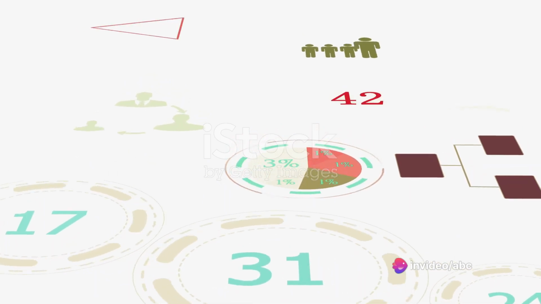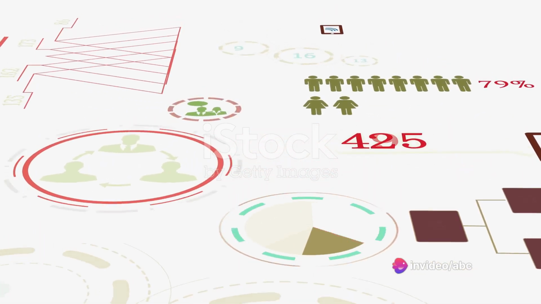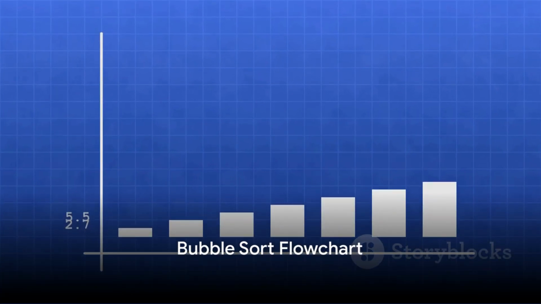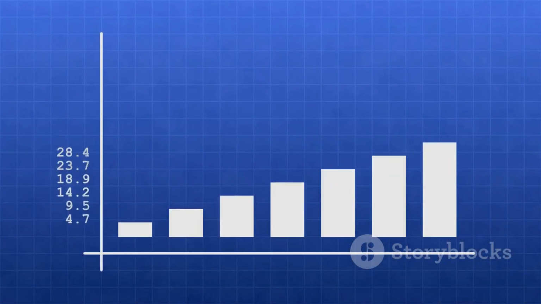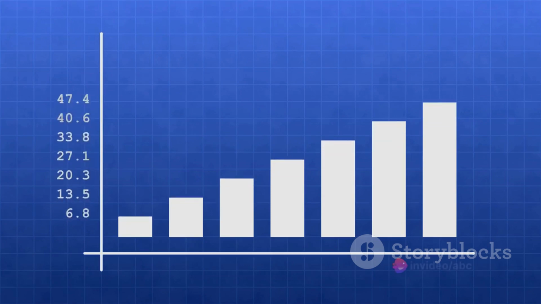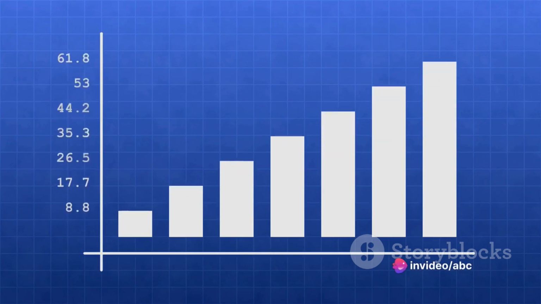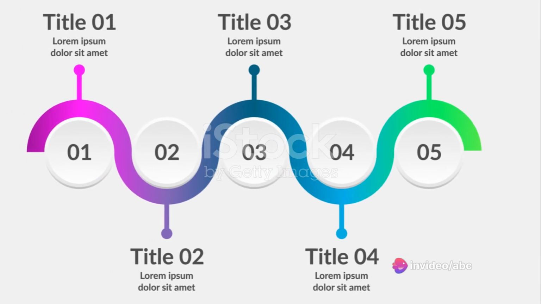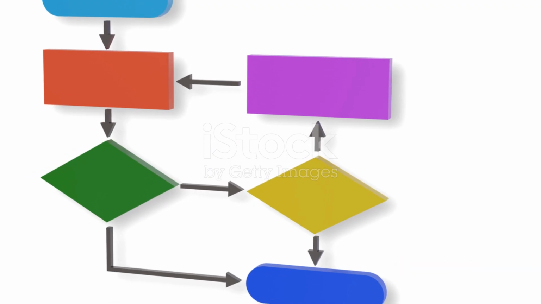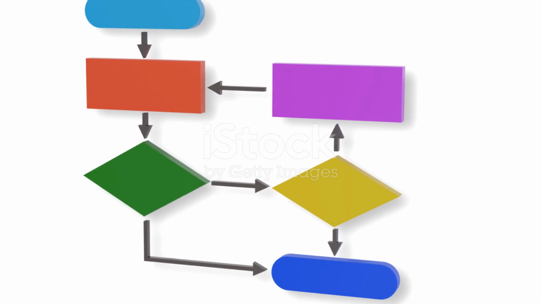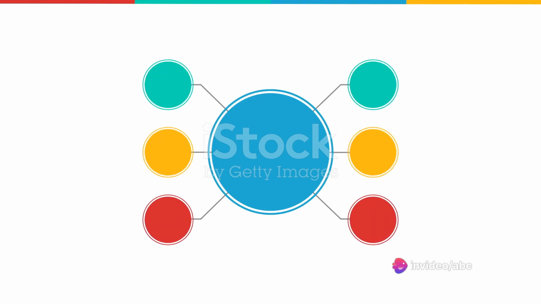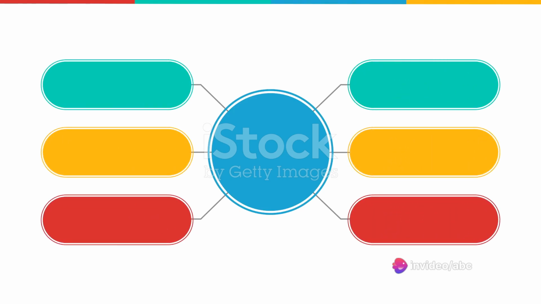Now let's use a flowchart to represent the bubble sort algorithm we discussed earlier. A flowchart for the bubble sort algorithm would look something like this. Imagine an oval at the top, representing the start of the process. This is where our list of unsorted numbers enters the picture. From here, we move to a rectangle, which signifies an action. In this case, setting a variable, let's call it swapped, to false. This variable is going to help us track whether we've made any swaps in our current pass through the list.